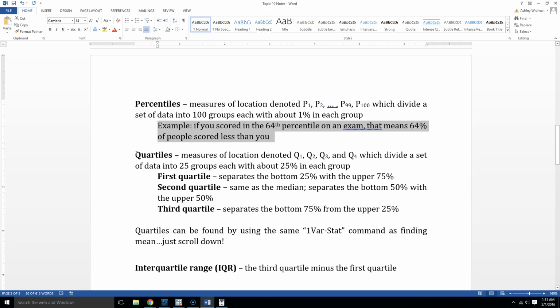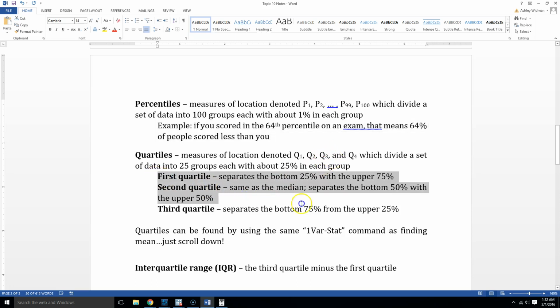Quartiles are basically a different variation of percentiles, and they are measures of location denoted Q1, Q2, Q3, and Q4. They divide a data set into 4 groups, each with about 25%. If you had 100 numbers, you could break up your data set into 4 equal pieces with 25 each. However, if you had 66 numbers, you can't break up your data set evenly. I honestly don't usually do any of these by hand because there are so many different cases that you could look at. The important thing is understanding this interpretation.